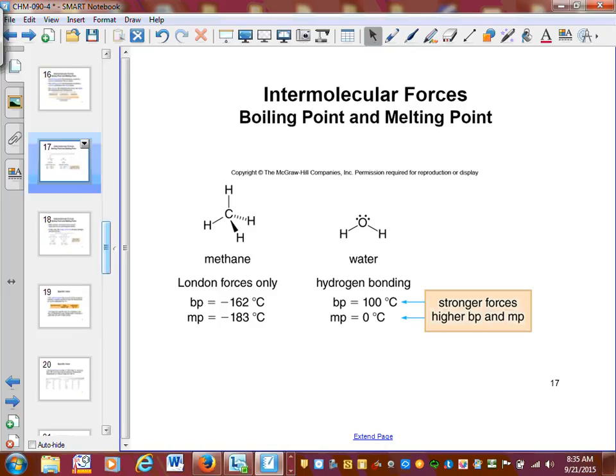Okay, any questions on that? So that's all London forces. Is that the all London forces boiling point is negative 162? No, just for that particular molecule. As the molecule gets bigger, the boiling points go up. So by the time you get to pentane, hexane, and that, they become liquids at room temperature.